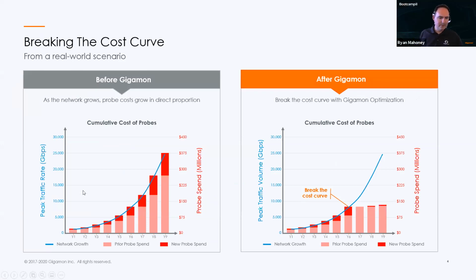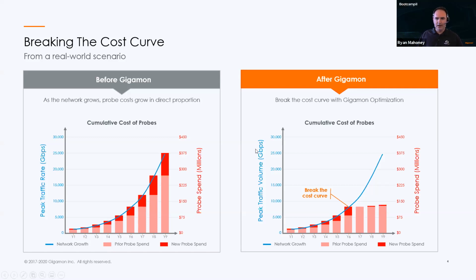So earlier I talked about network growth, just growing year over year, and you can follow this blue line. This blue line is year over year growth. Pick any starting period. And the cost curve that we're depicting here is really to say that the cumulative spend on probes is going to grow in direct proportion to the network growth. So if your network grew by 2 terabits this year, then you need 2 terabits of probe capacity. If it grows by 4 terabits next year, you need an additional 4 terabits of probe capacity. And this continues to go until it gets really unsustainable.